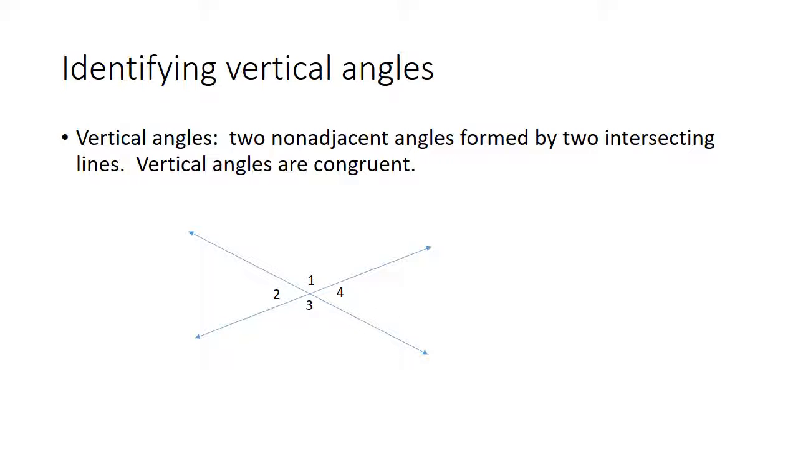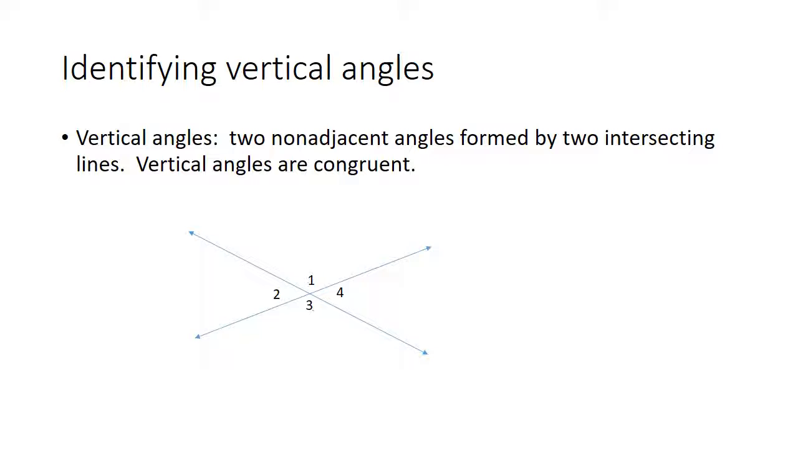If you have two intersecting lines, you make 4 angles out of it. You make the angle on top, number 2, number 3, and number 4. So 1 and 4 are adjacent, 2 and 3 are adjacent, 1 and 2 are adjacent, and 3 and 4 are adjacent. So we're looking for the two non-adjacent angles that are formed. Those are going to be congruent. So they're always going to be opposite of each other.